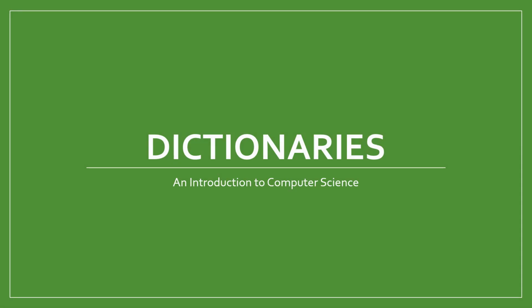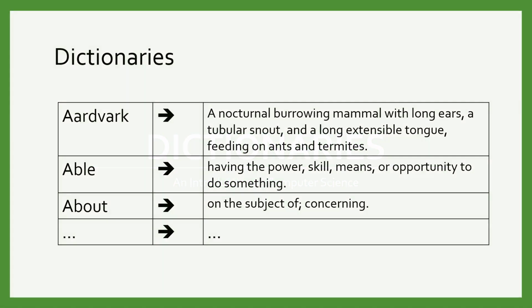Let's learn about dictionaries. Dictionaries are one of the most flexible and useful data structures in programming. The idea of a dictionary is that they map from keys to values. Think of it like an actual dictionary. Given a word, you can look up its definition. This lookup has a large number of applications.